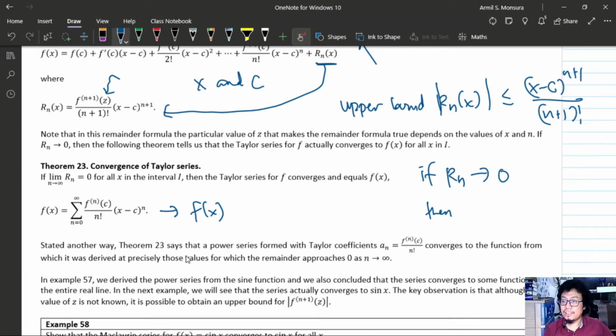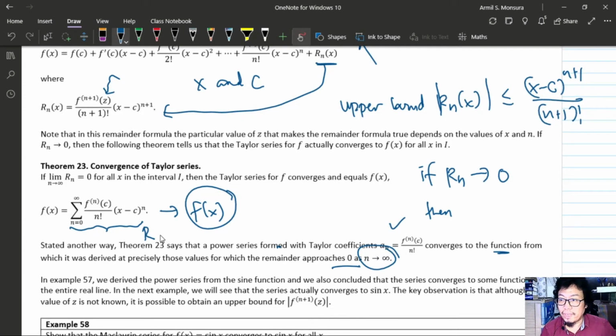So theorem 23 states that the power series formed with Taylor coefficients converges to the function from which it was derived at precisely those values for which the remainder approaches 0 as n approaches infinity. So the only way that we can be sure that our Taylor or Maclaurin series would converge to f of x is if the remainder of this Taylor polynomial would actually converge to 0, as n approaches infinity.